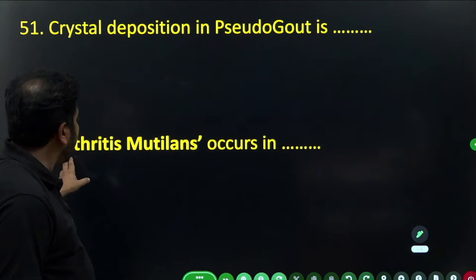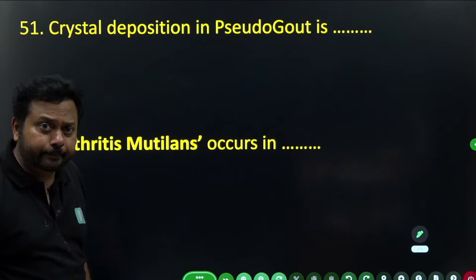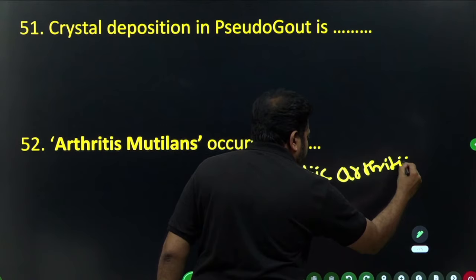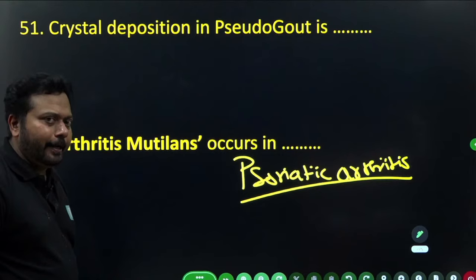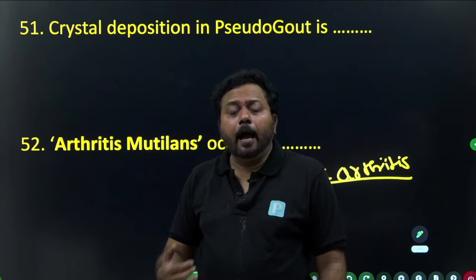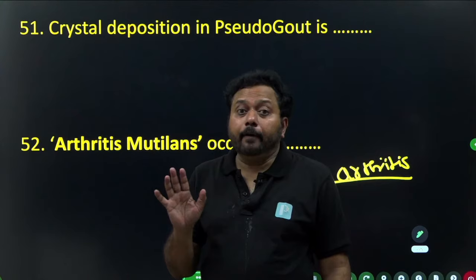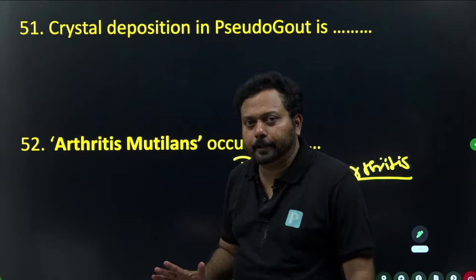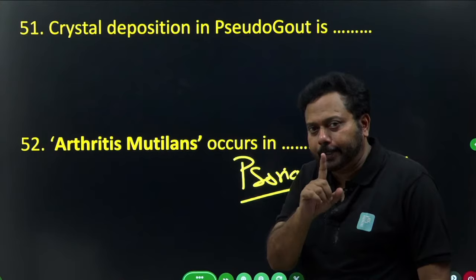One minute. Arthritis mutilans occurs in psoriatic arthritis. Since I am teaching for your NEET PG, I have to go through most of the MCQ books. It's my duty to do. They had given this arthritis mutilans in some other area. Please don't follow. Arthritis mutilans means it is psoriatic arthritis. They had given some infective, some other condition. I don't want to tell the wrong answer. So arthritis mutilans happens in psoriatic arthritis.